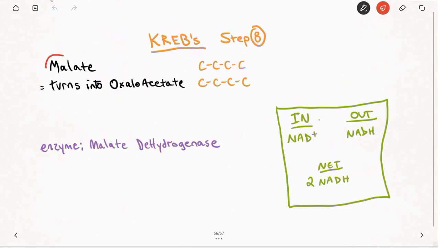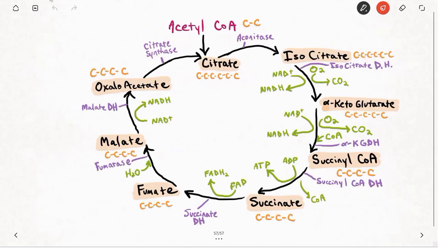Now that we have malate, the 4-carbon chain, we're going to turn it into another 4-carbon chain called oxaloacetate. This is the final product of the Krebs cycle. We take this oxaloacetate, and it starts the cycle all over again, where it combines with the acetyl-CoA from the transition stage. The enzyme used for this is malate dehydrogenase. So that is what this entire cycle is all about. That is it. It's really just as simplistic as that.